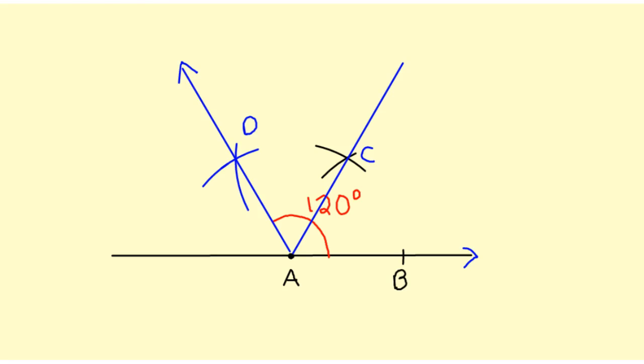And the reason I know that is because this small angle here is 60 degrees, and so is this one, because they are both part of equilateral triangles. And 60 plus 60 adds up to 120.